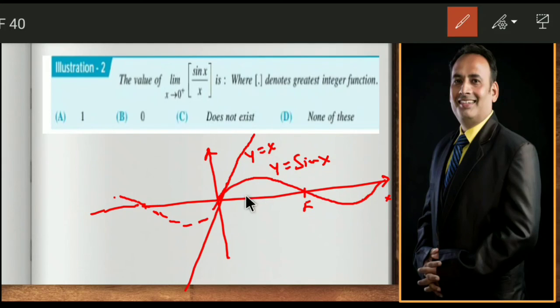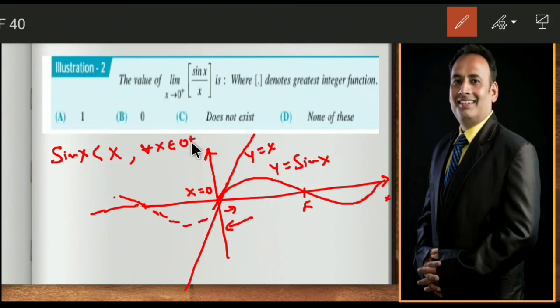So at x equal to 0 plus means the right side. When you are approaching from the right side at x equal to 0, what will you find? Sin x and x, which one is greater? So undoubtedly x is greater than sin x, for every value of x belonging to 0 plus. 0 plus means you are considering a vicinity part in an interval. As x is positive, on dividing by x no inequality will change, and here we say sin x by x is less than 1.